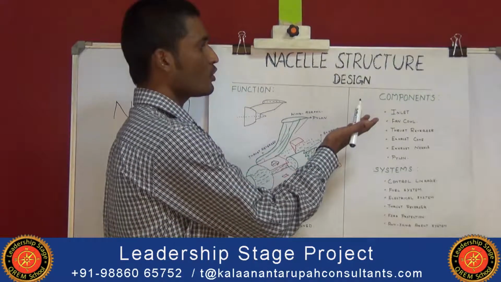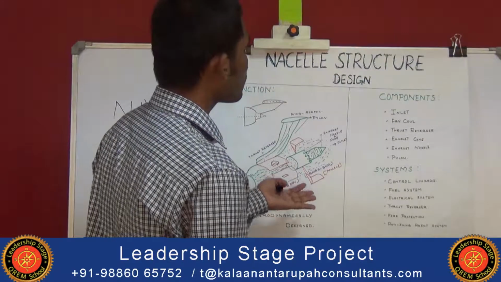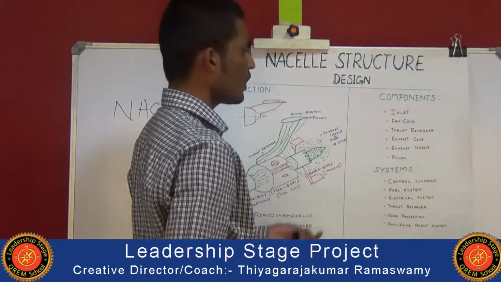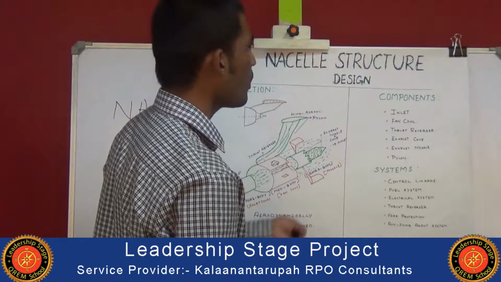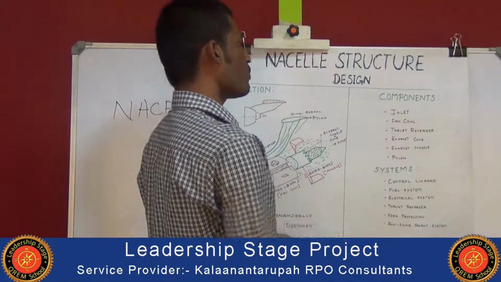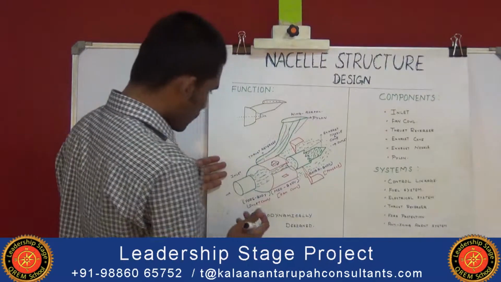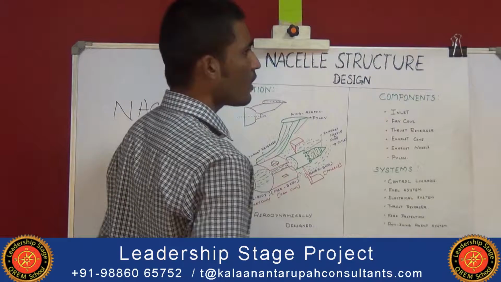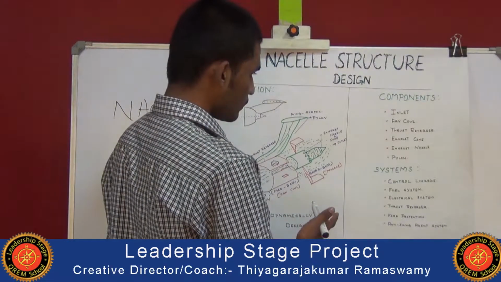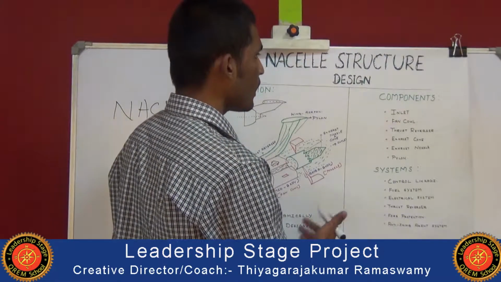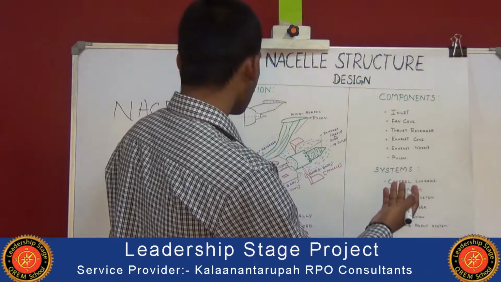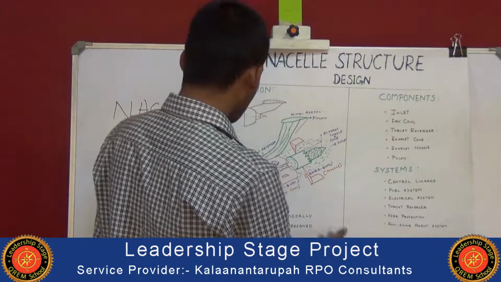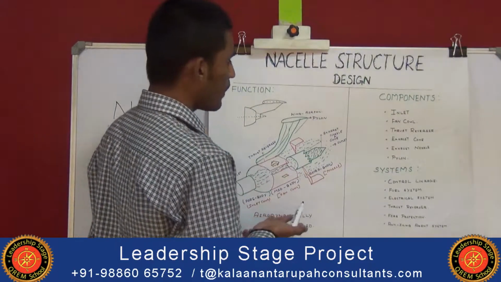And next we move on to the components of the nacelle structure. It has the inlet, fan cowl, thrust reverser, exhaust cone, exhaust nozzle and pylon. The first one we are going to see is the inlet. This is the inlet of the nacelle structure. The main function of the inlet is to intake the air from the atmosphere and direct it to the engine, as well as the compressor blades and the turbine blades. And it has to be fixed at the leading edge of the nacelle.